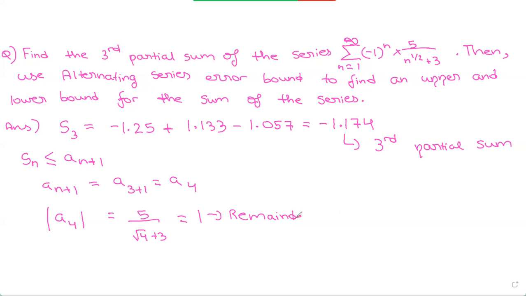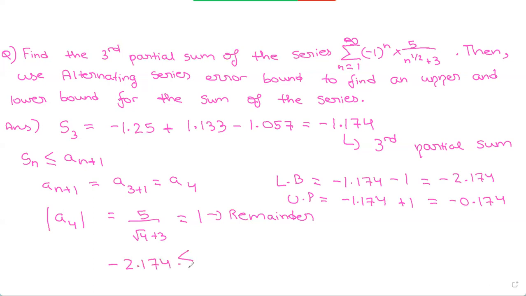Now we just use our two formulas, as we know the values of the partial sum and the remainder. The lower bound, LB, is the partial sum minus the remainder, so negative 1.174 minus 1, and the upper bound is the partial sum plus the remainder, so plus 1. This gives negative 2.174 and negative 0.174. So our value is negative 2.174 less than or equal to the sum from n equals 1 to infinity of (-1)^n times 5 over n^(1/2) plus 3, which is less than or equal to negative 0.174. So this is our upper and lower bound for the sum of the series. This is how you find the error bound.